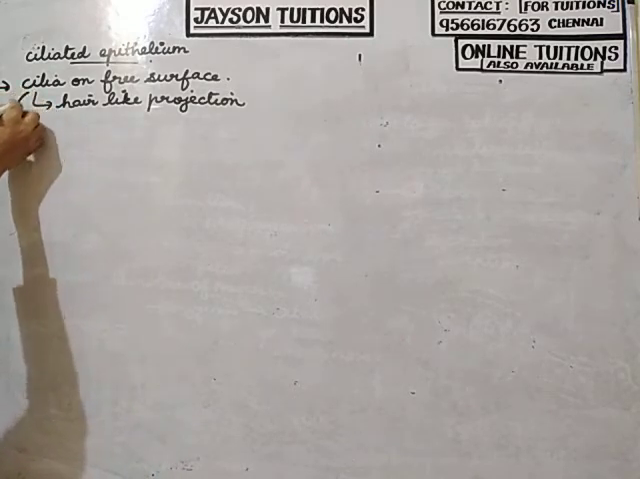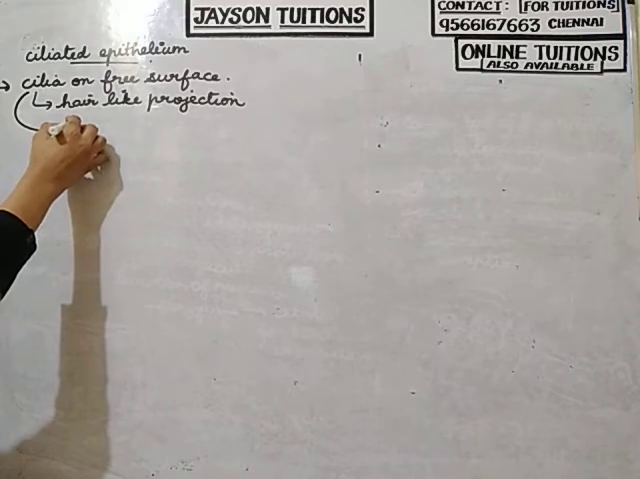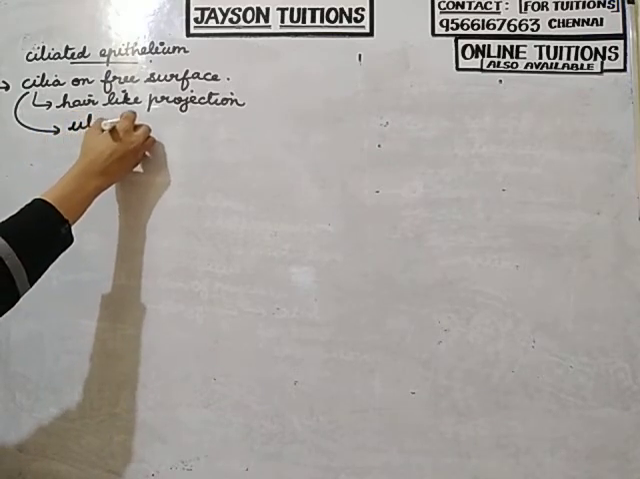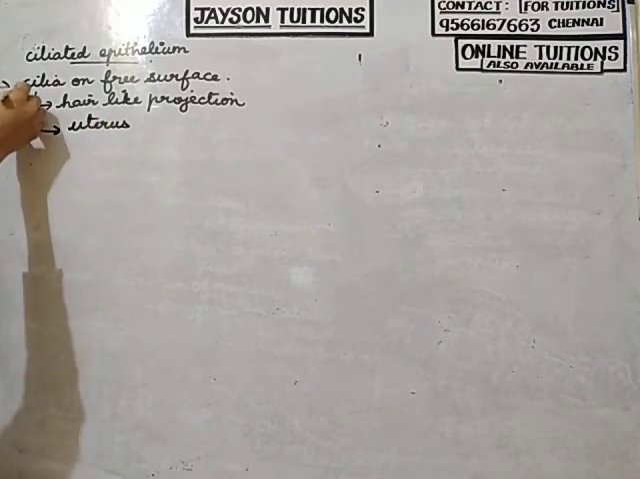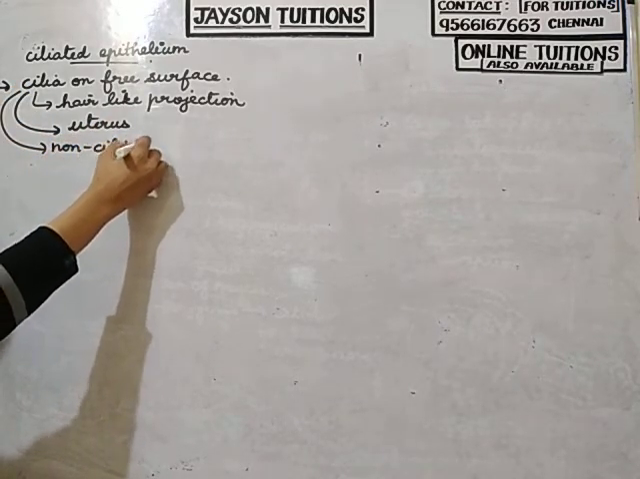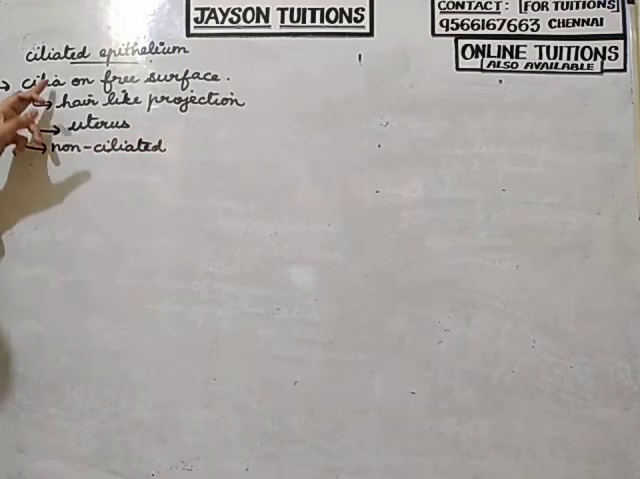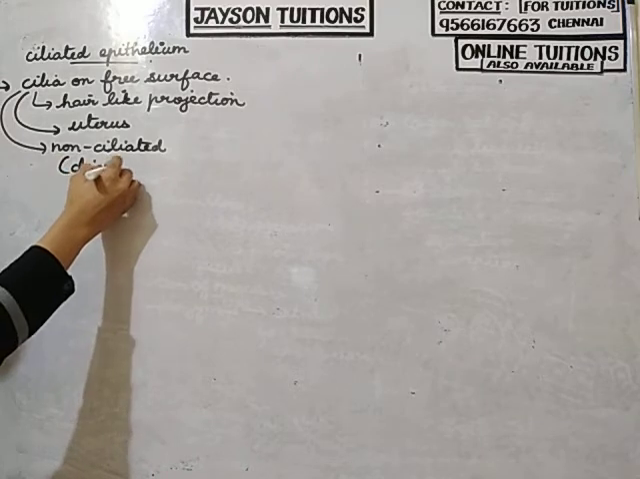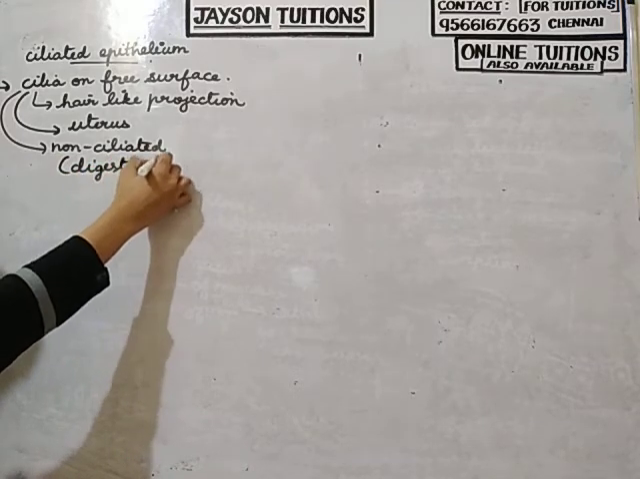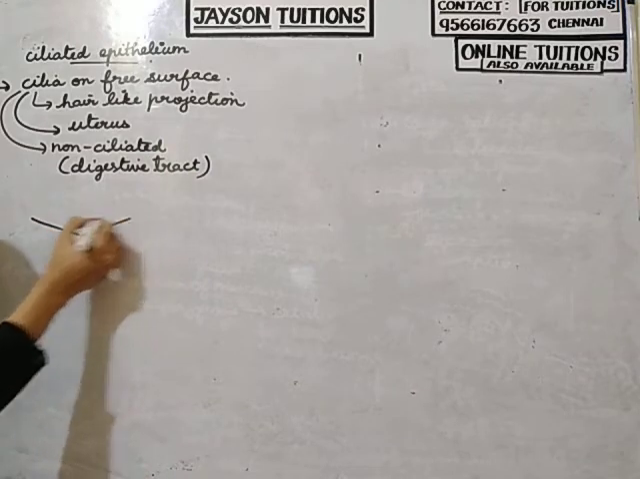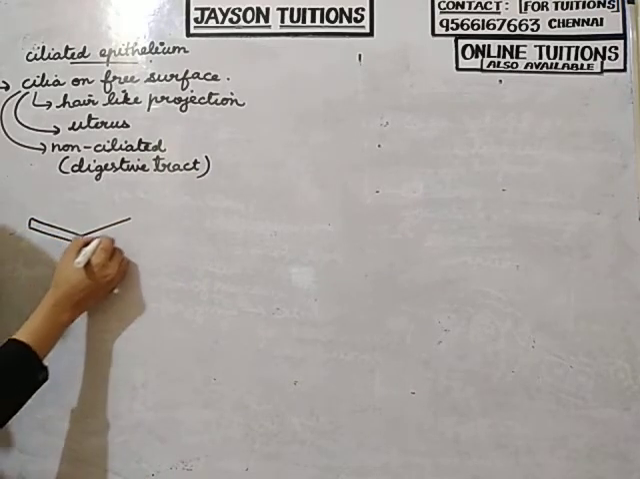If cilia is present, it is seen in the uterus of the female. Without cilia, the non-ciliated modification, meaning without these hair-like projections, is seen in the digestive tract. So, you have to draw it the same way.